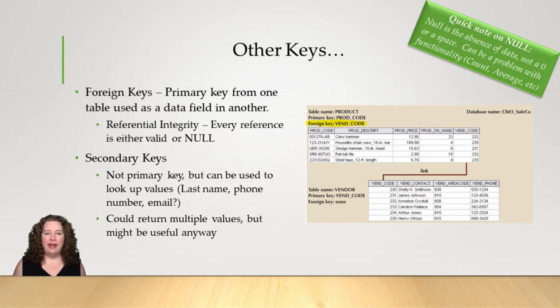So if I had my enrollment for my students and I would have the student ID as a foreign key in my enrollment, a student can be added multiple times, so that's not unique. I can have a lot of enrollments, but that's a foreign key because it's a primary key in another table. It's used as a data field. We use it for referential integrity to make sure that every reference is either valid or null.